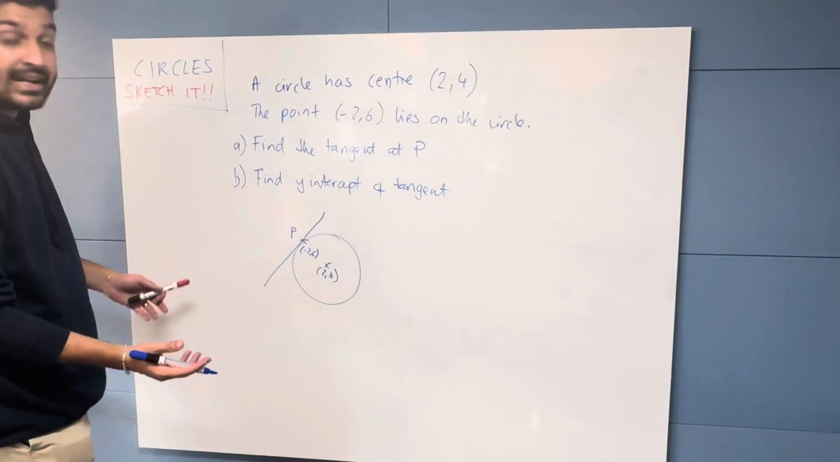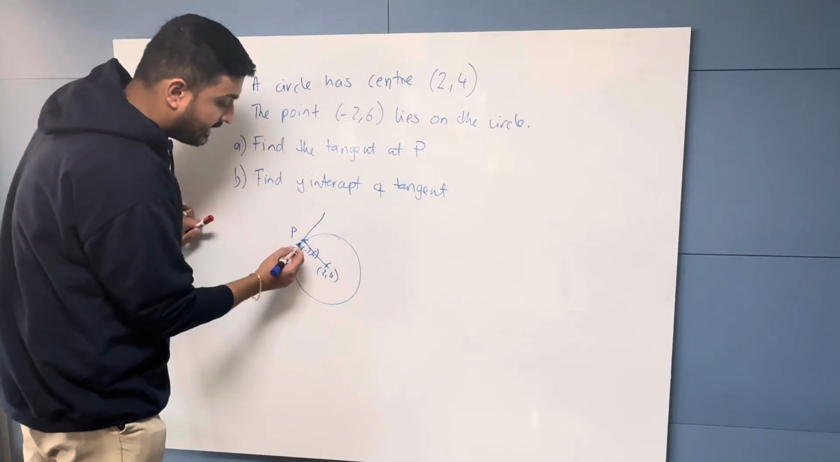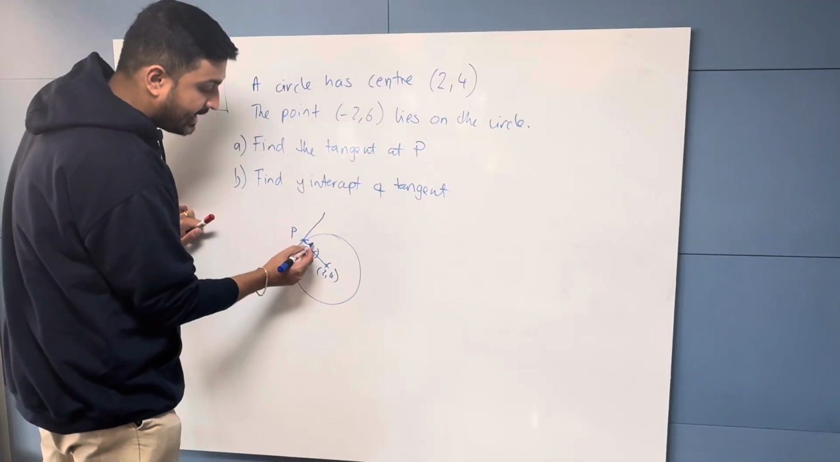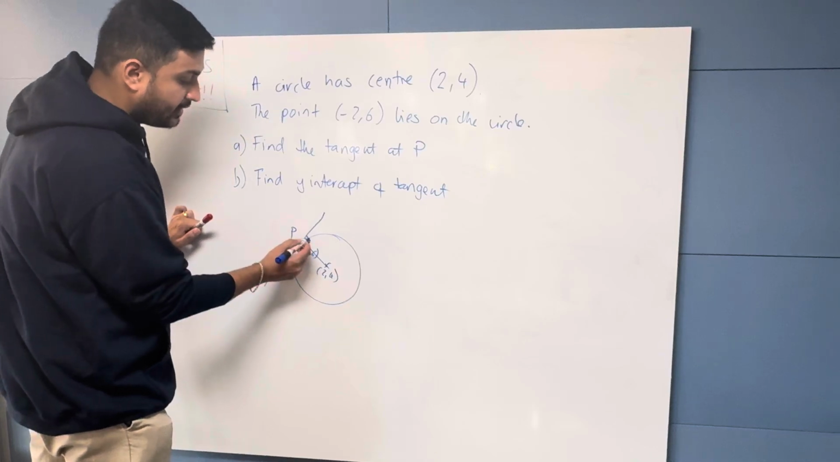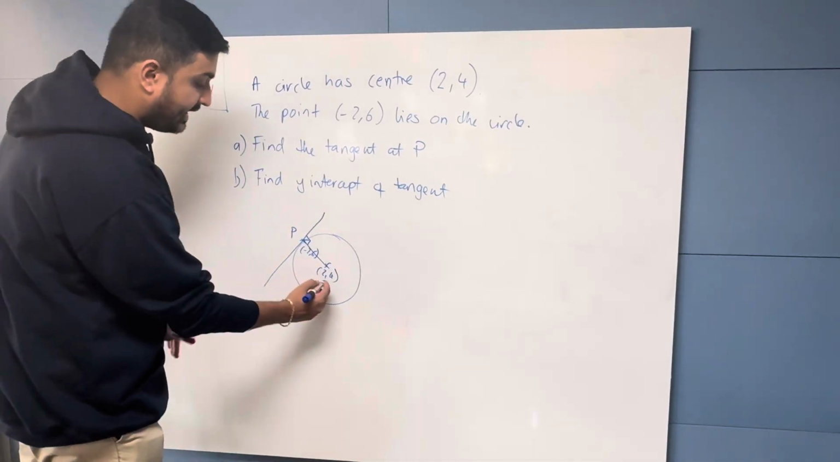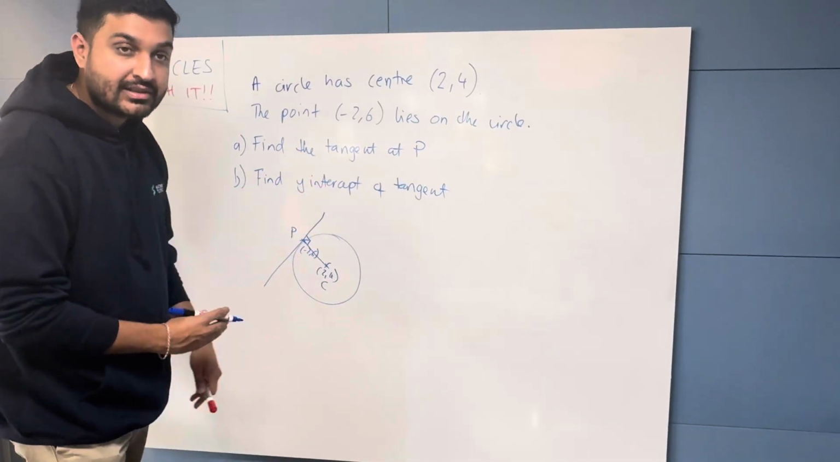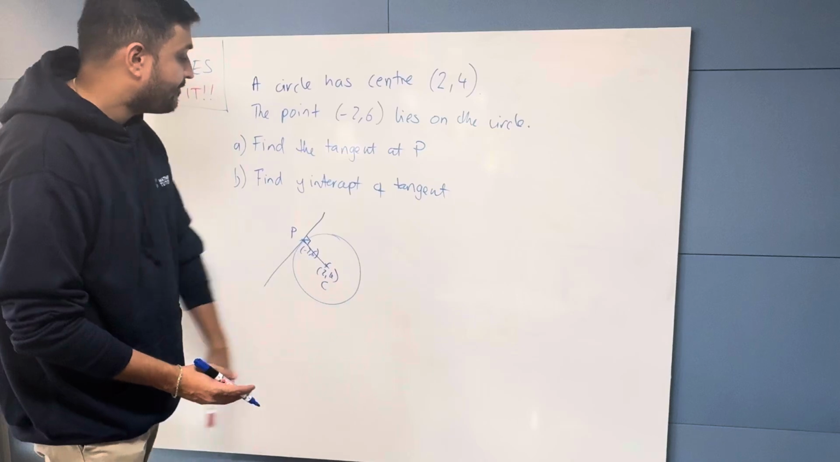I can find the tangent by just applying straight lines. I know that the radius and the tangent will be perpendicular to each other. So if I find the gradient between P and C, I can then do the negative reciprocal, find the gradient of the tangent, and get the equation of it.